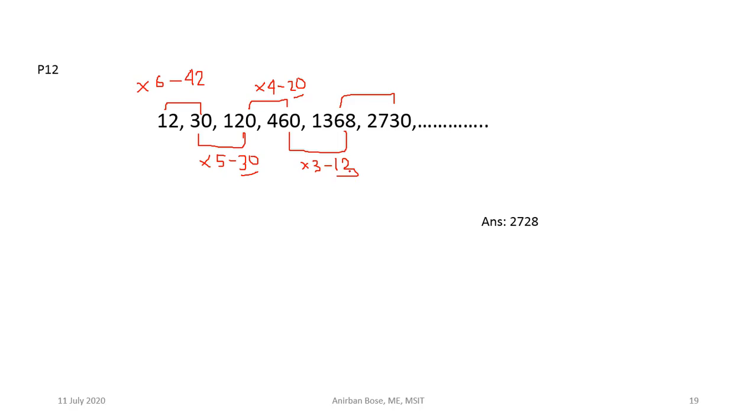So into 3 minus 12, so definitely this is into 2 minus 3 into 4. So what will be the next term? 2 into 3. Definitely it will be like that. So what will be this one? Definitely into 1 minus 1 into 2, right? So minus 2. So 2728 is the answer. Okay, it's a good question.